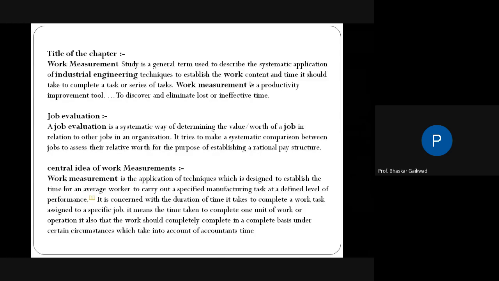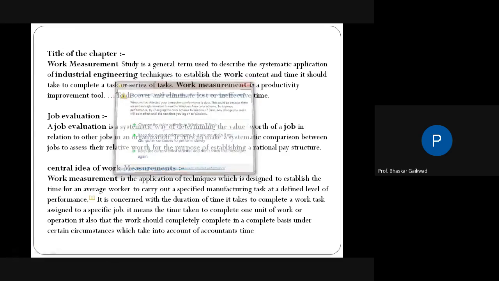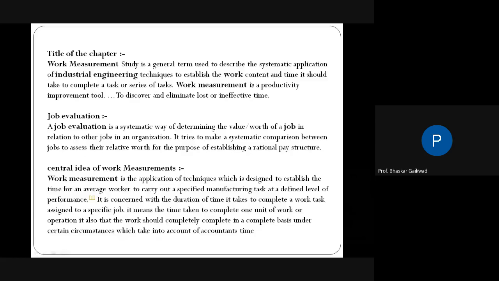It should be taken on the basis of certain circumstances, into account of accounting time. This is what the central idea contains: how to decide the standard time, calculate the worth of the job, and decide the wages system for the worker. So in place of these four or five lines, if you elaborate these three words, standard time, work, and wages, then it will become the central idea of this chapter.